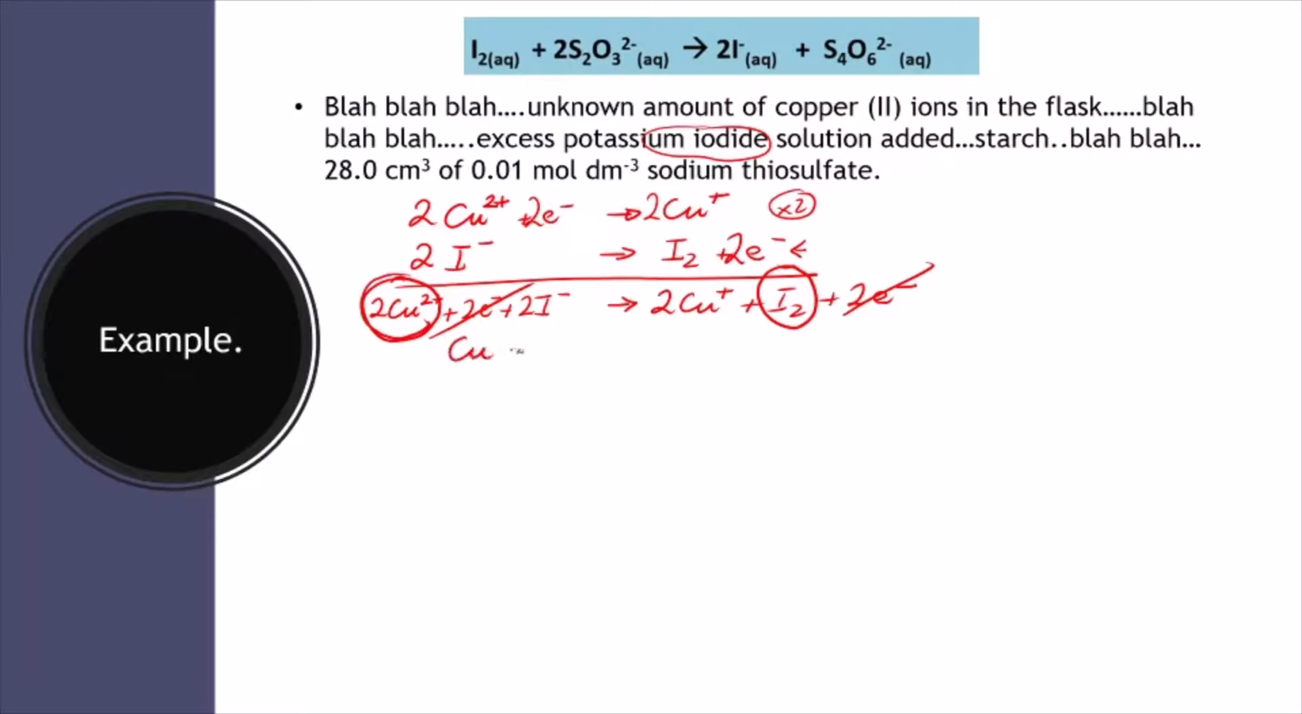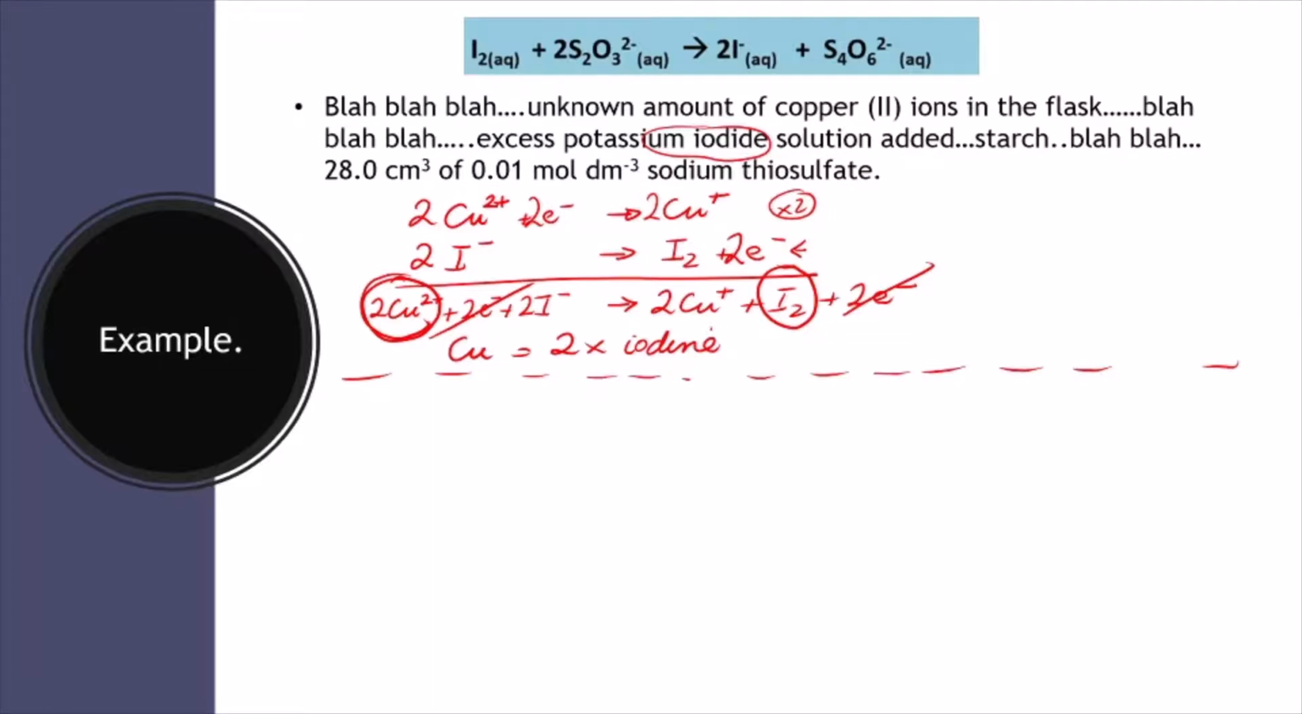So our copper is 2 times the iodine. Okay, and we'll come back to that later when we need it. Right, now onto the titration part. So we've got to figure out how much iodine is now in the flask.